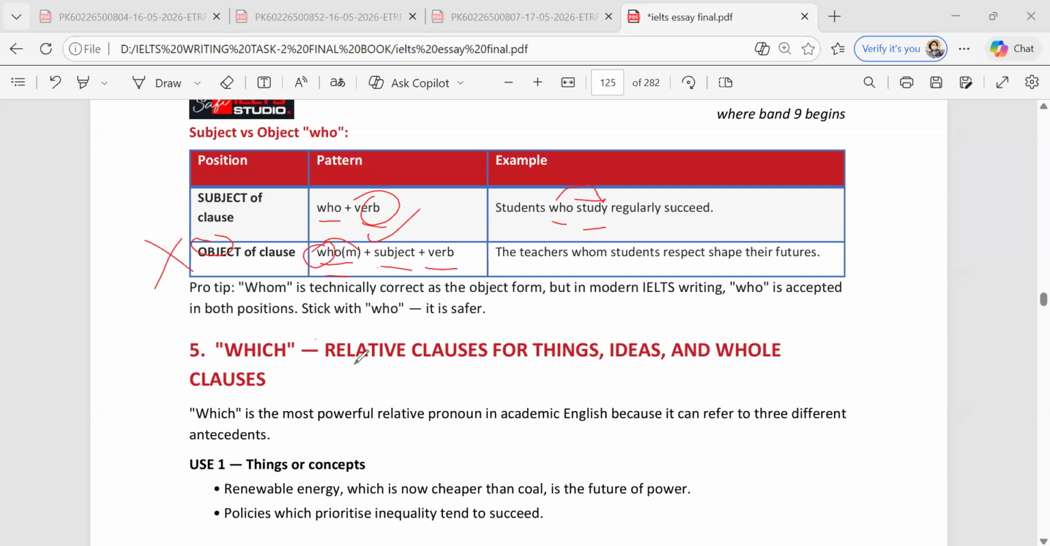Subject plus verb. The teacher, can you see? Whom students respect shape their futures. So after whom, we use students, because it's an object and the subject is already mentioned. Whom is technically correct as the object form, but in modern writing, who is accepted and clear in both positions. Stick to who. It's safer. If you don't understand, just use who.